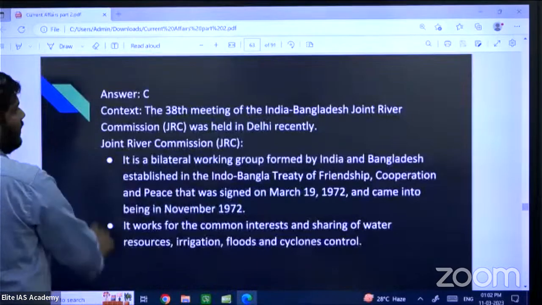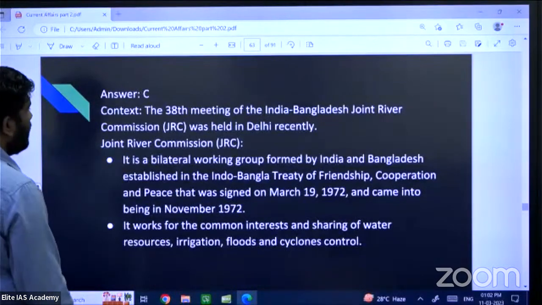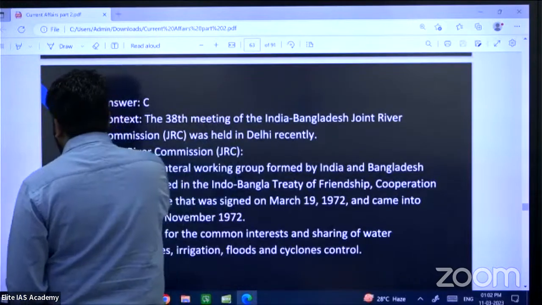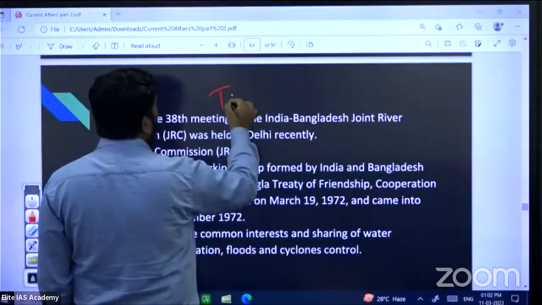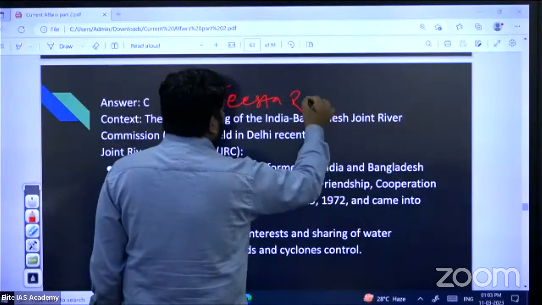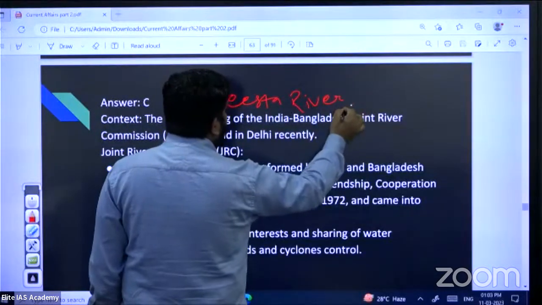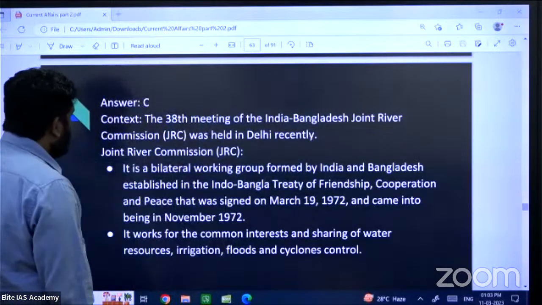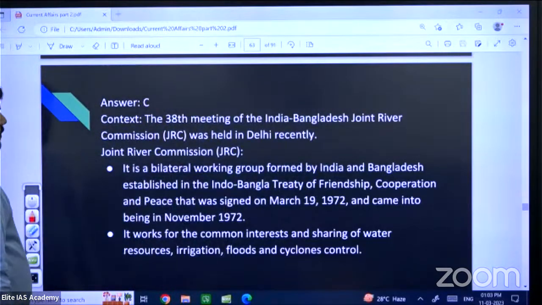So the 38th meeting of the India and Bangladesh Joint Commission was held in Delhi recently. So the main point of dispute between Bangladesh and India is about Teesta River water. Bangladesh wants more water from Teesta River, but India is not supporting this. So that's why this joint river commission was formed.